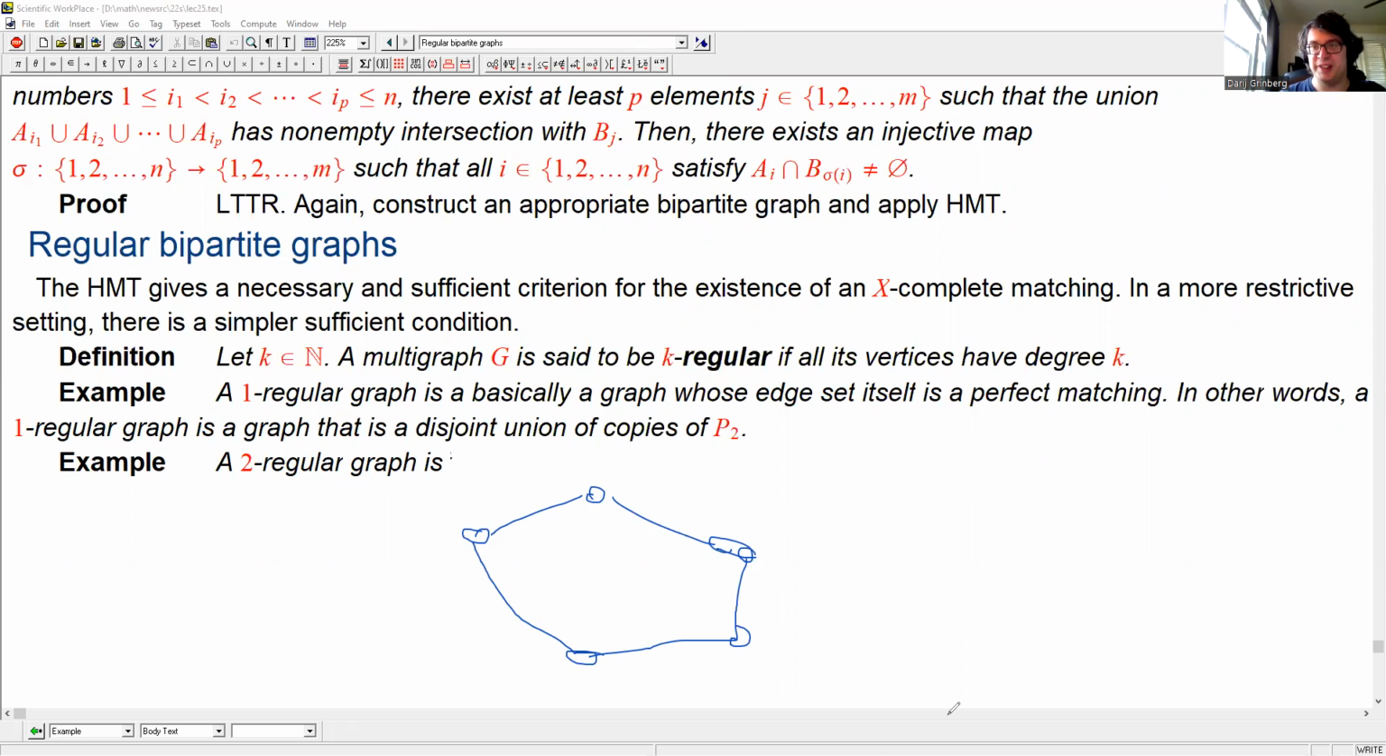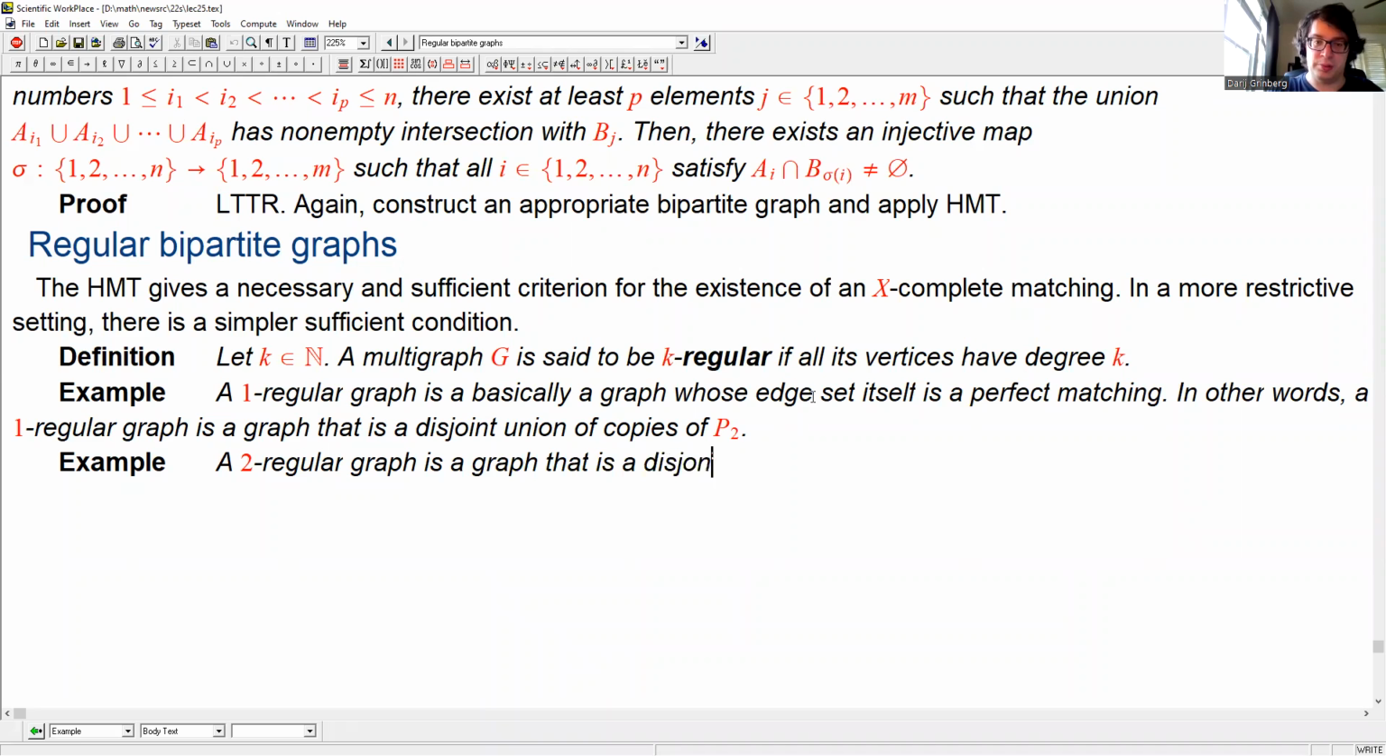But if it's not connected, then you can have another cycle. These two do not disturb each other. The degrees are 2 everywhere. And you can have as many cycles as you want. In particular, you can also have one cycle. So it's basically a self-loop. So a 2-regular graph is a graph that is a disjoint union of cycles.